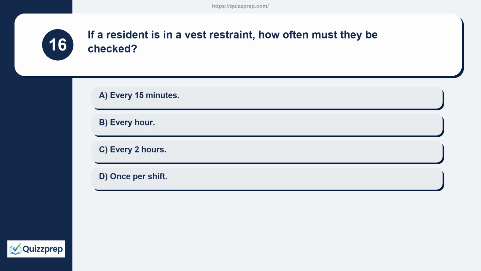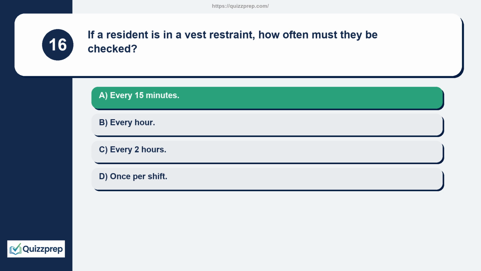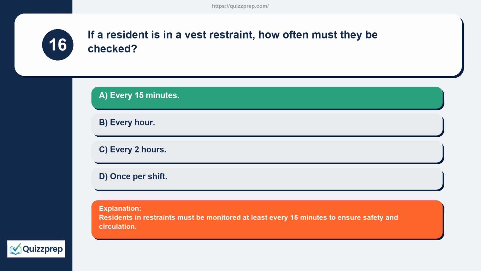Question 16. If a resident is in a vest restraint, how often must they be checked? Every 15 minutes, every hour, every 2 hours, once per shift. Residents in restraints must be monitored at least every 15 minutes to ensure safety and circulation.